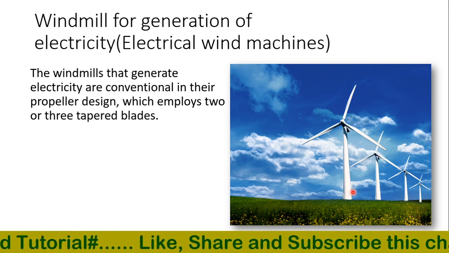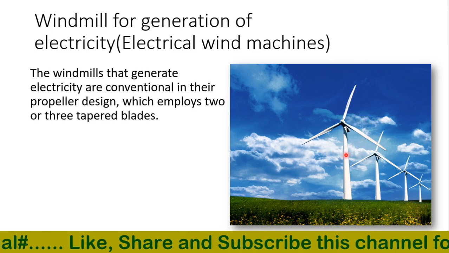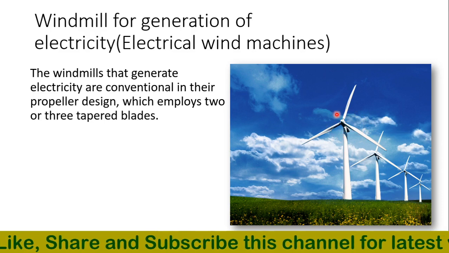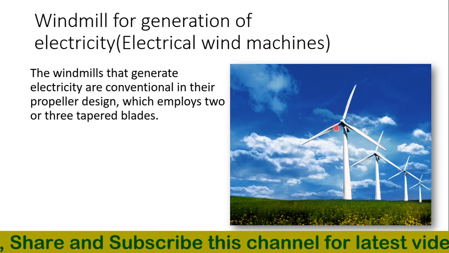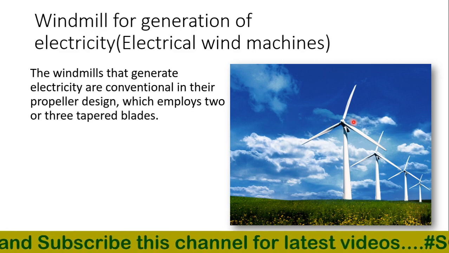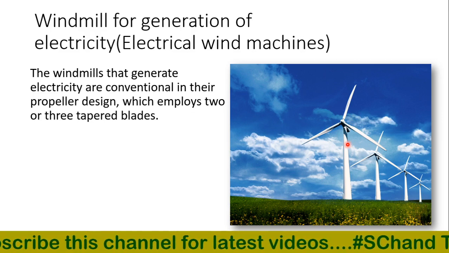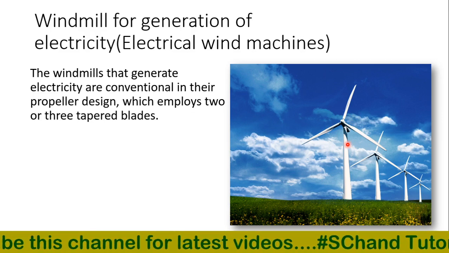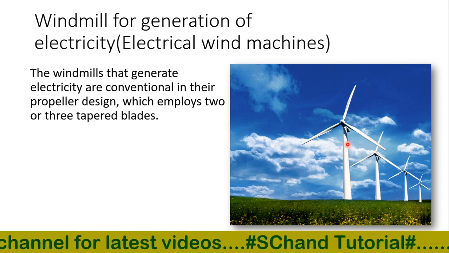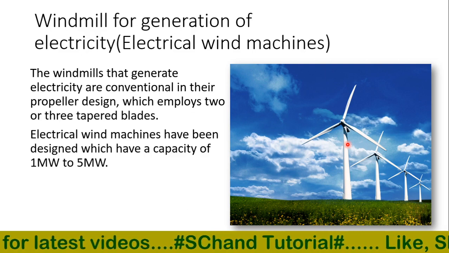When the fast moving wind rotates the blades of this windmill, the rotating armature inside the generator produces electric current. Thus the kinetic energy of the wind converts into electric energy. The amount of electric energy produced depends on the velocity of the wind. Electrical wind machines have been designed which have the capacity of 1 megawatt to 5 megawatt.